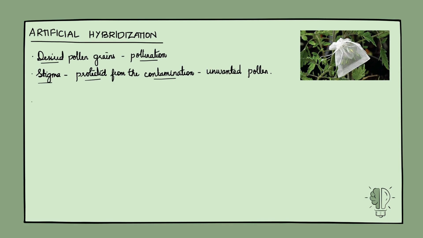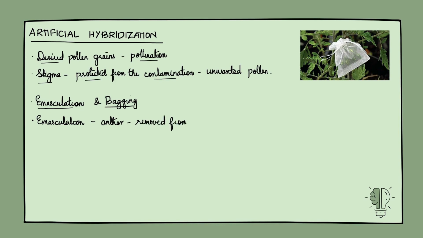And this is done by two procedures called emasculation and bagging. Now in emasculation, the anther of a bisexual flower is removed from the bud using forceps, and this is done before the anther dehisces.